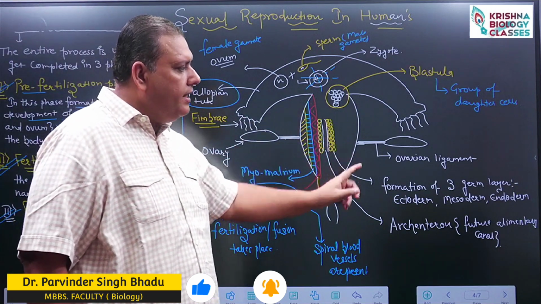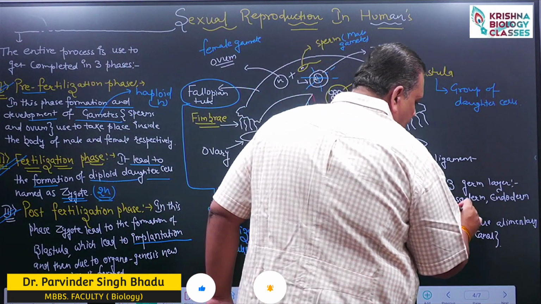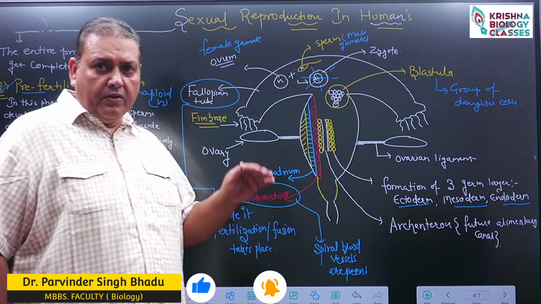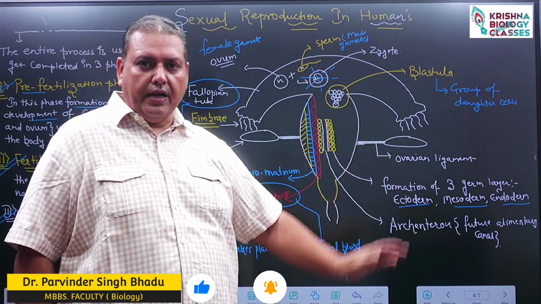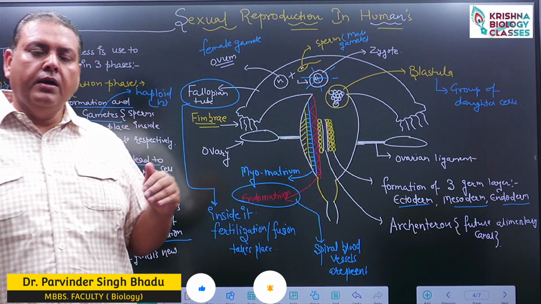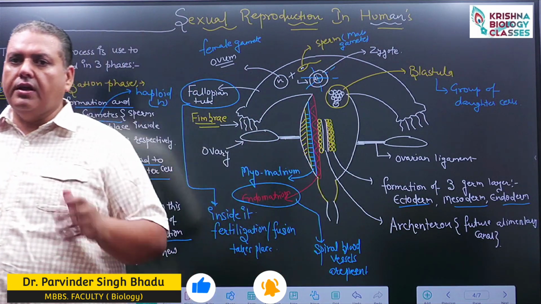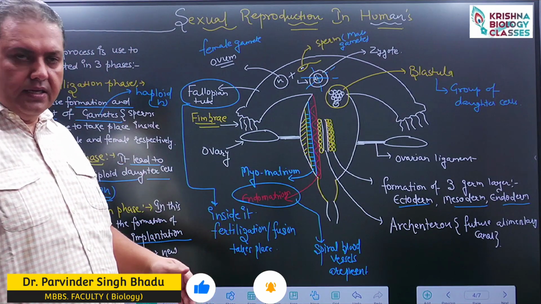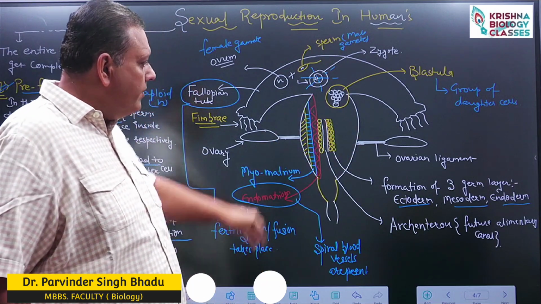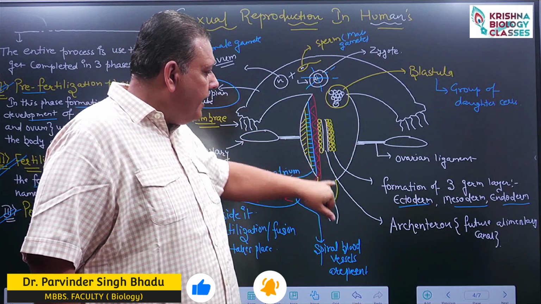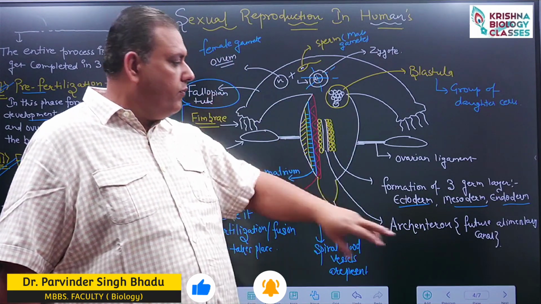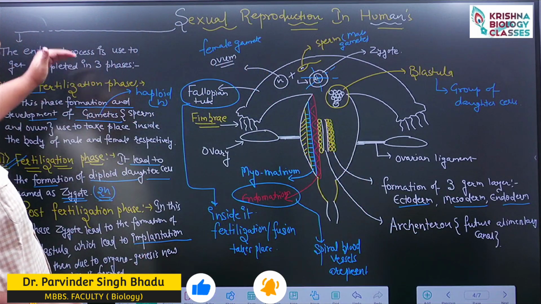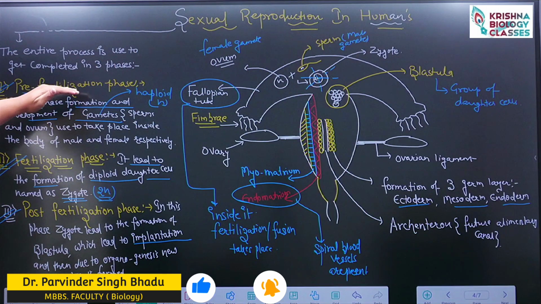This implantation leads to the formation of 3 germ layers: ectoderm, mesoderm and endoderm. In class 9, we had discussed that from these 3 germ layers, 4 types of tissues are formed: epithelial tissue, connective tissue, muscular and nervous tissue. These tissues lead to the formation of organ systems and then the entire organism. In between these 3 layers, a canal is present, which is our future alimentary canal, starting from the mouth and ending at the anus. So that is how first gamete will be formed, that is the pre-fertilization phase.